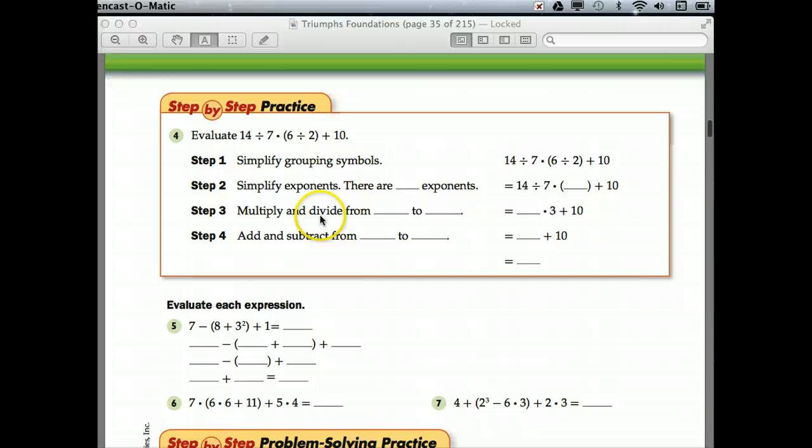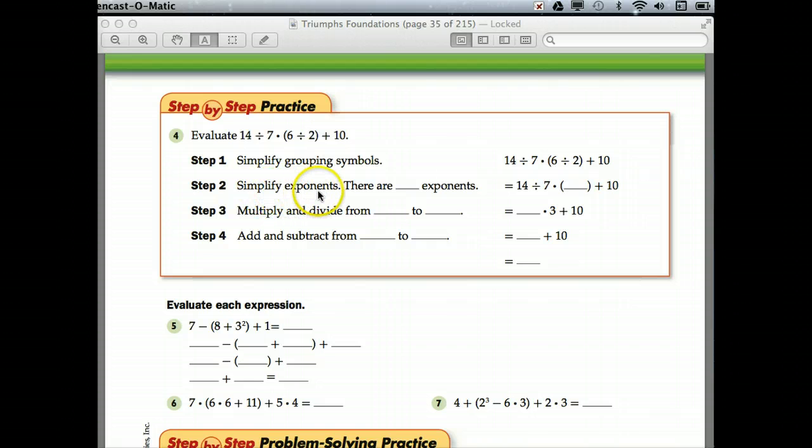Okay, let's work this step-by-step practice together. We are asked to evaluate 14 divided by 7 times 6 divided by 2 plus 10. So step 1, we are to simplify the grouping symbols. Okay, so we've got a 6 divided by 2. What will that give us? Yes, a 3.